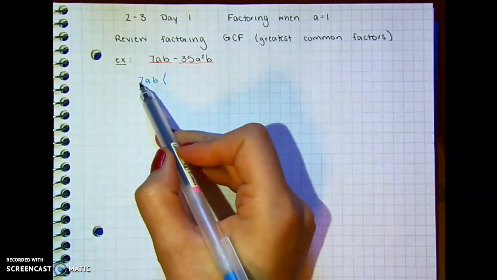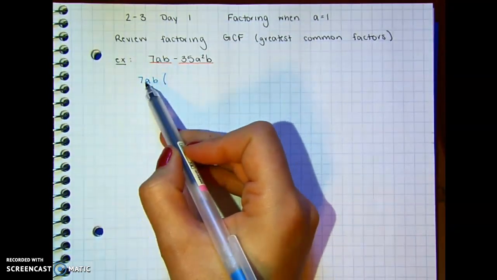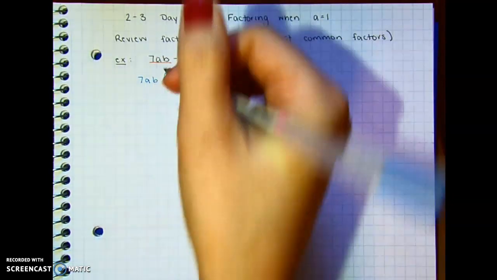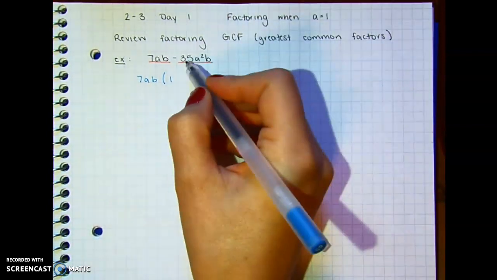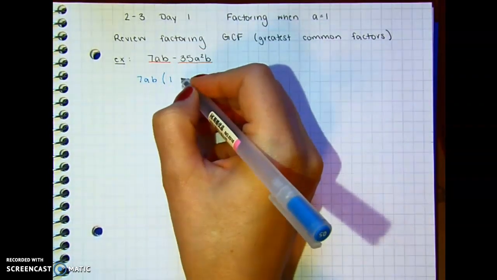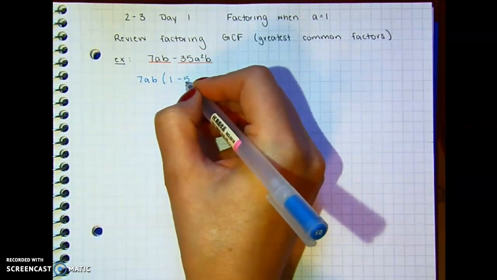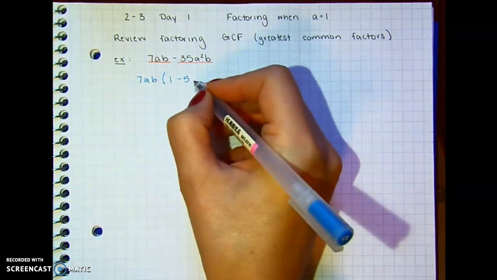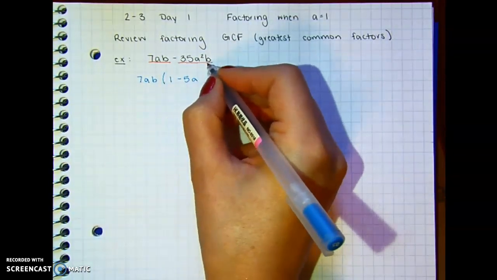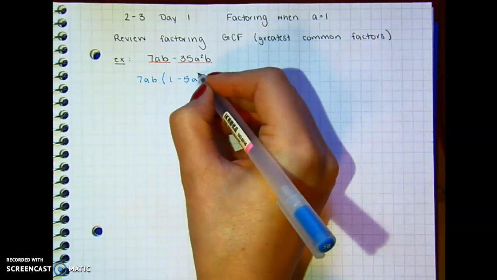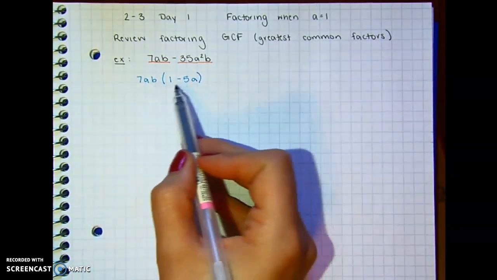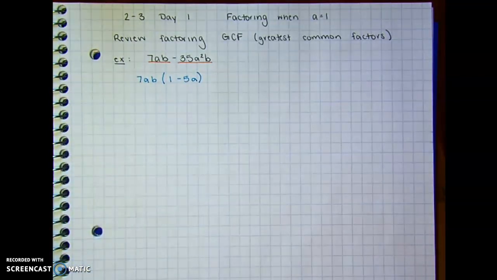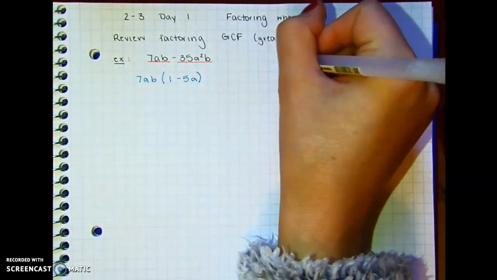So 7 divided by 7 is 1. A divided by a is a. B divided by b is b. So we're just left with 1. And then negative 35 divided by 7 is negative 5. A squared divided by a is a. And b divided by b is 1. And so now we're done. And you can see I can't divide anything else out. So let's do another example.